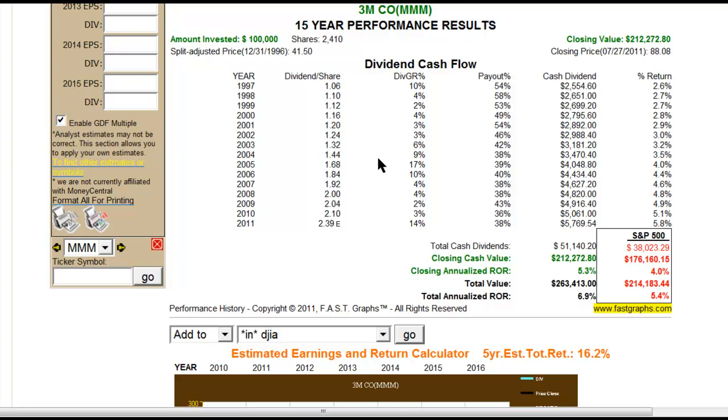Plus we had $51,000 in dividends. We want to point out that 3M increased their dividend every year during this time frame, right up to and through the recession. However, during the recessionary period, you'll notice that the growth rate of their dividend did slow down. Their payout ratio has been consistently in the 30s and high 30 to 40% range since calendar year 2004. But the total return on 3M since calendar year 1997 has been 6.9% per annum.